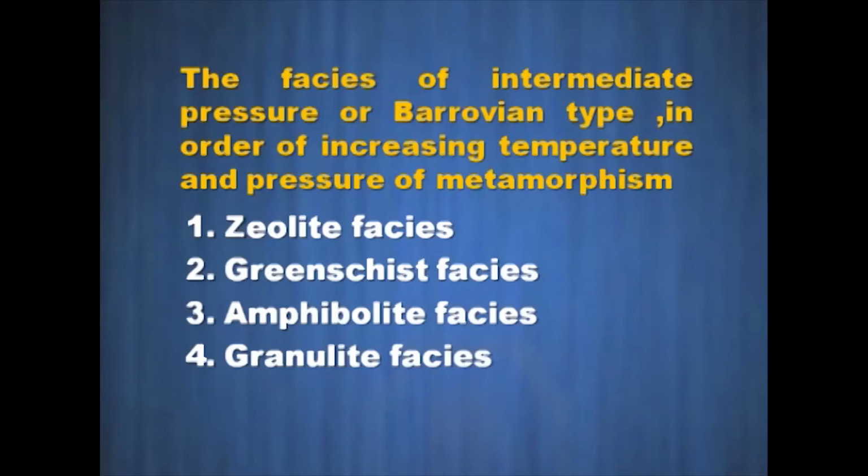The phases of intermediate pressure, or Barrovian type, in order of increasing temperature and pressure of metamorphism are: first, zeolite phases; second, greenschist phases; third, amphibolite phases; and fourth, granulite phases.